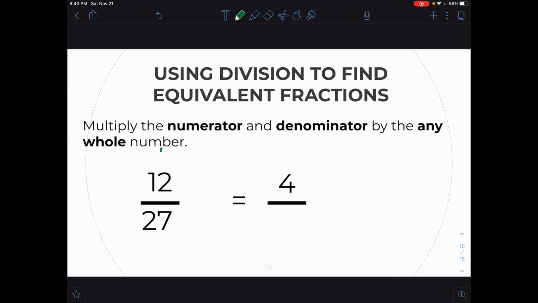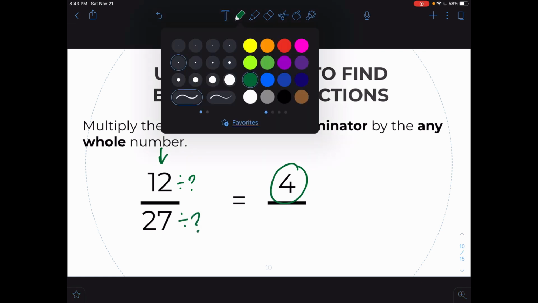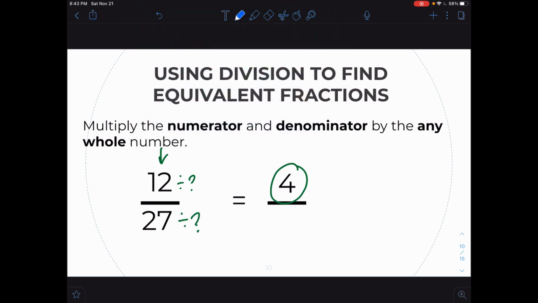This one I have 12/27, and I am going to find an equivalent fraction whose numerator is 4. So I think 12 divided by what number is 4, and I want to divide 27 by that same number. Well, 12 divided by 3 is 4, so 27 divided by 3 is 9.